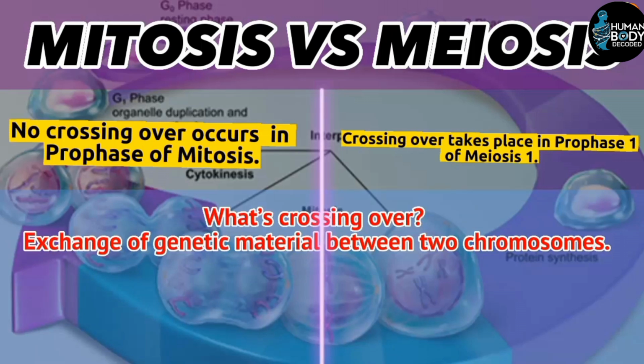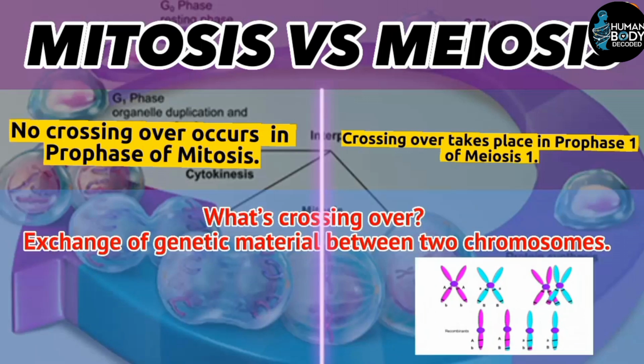For example, look at this figure. On the left, we have a pink chromosome and a light blue chromosome. On the right, they exchange genetic material. So the light blue chromosome now has a small part of pink, and the pink chromosome has a small part of light blue. This process of exchanging genetic material is what we call crossing over.